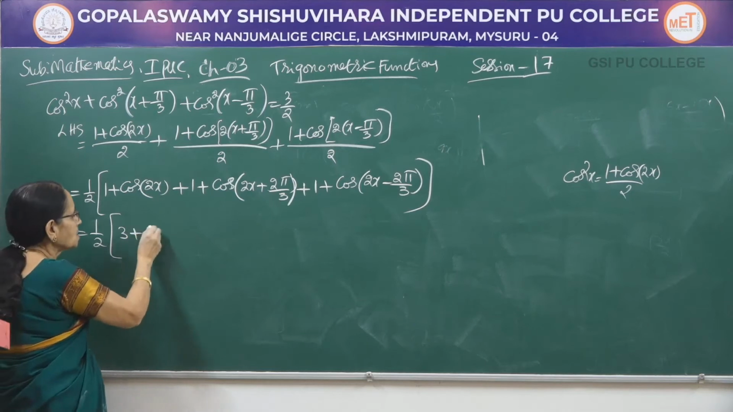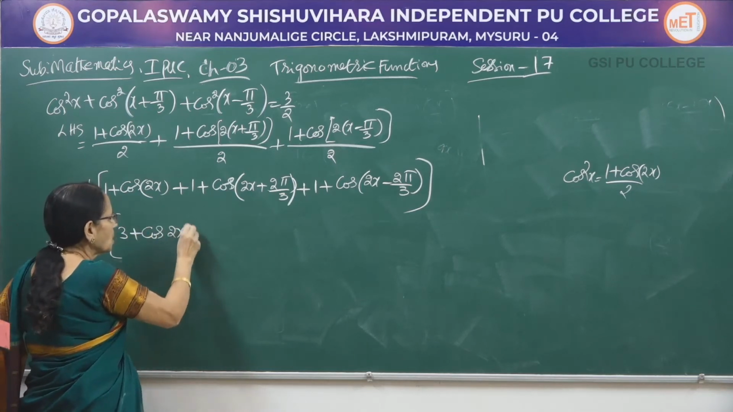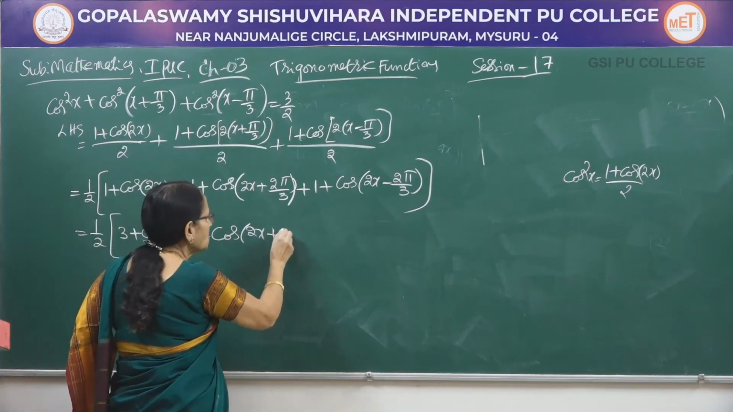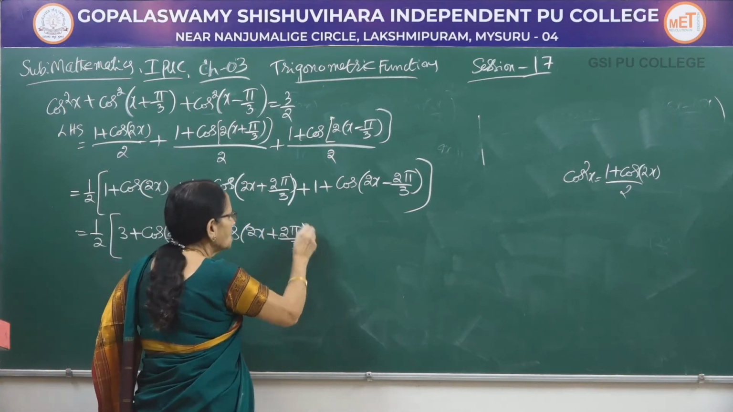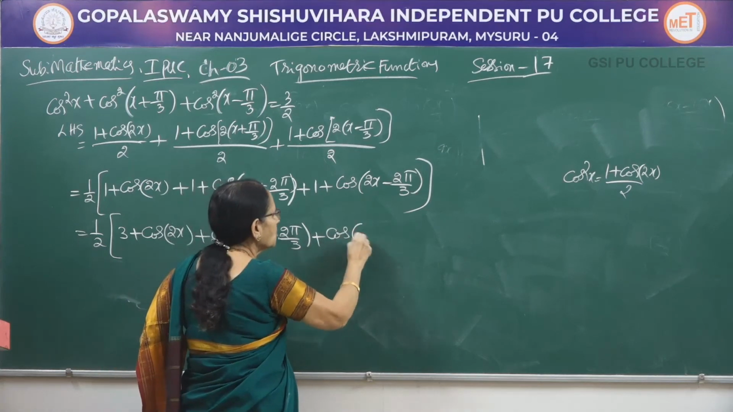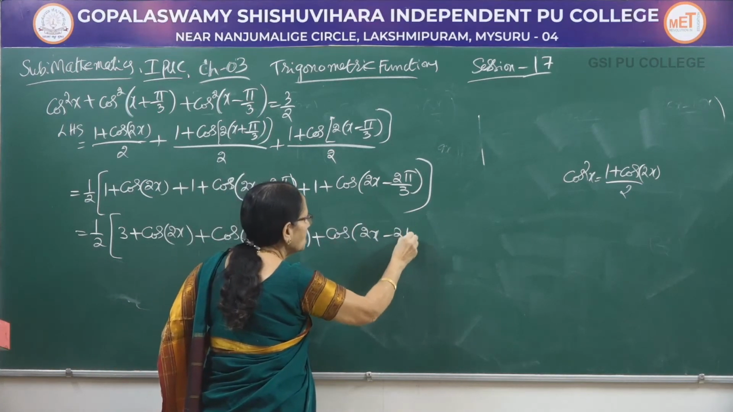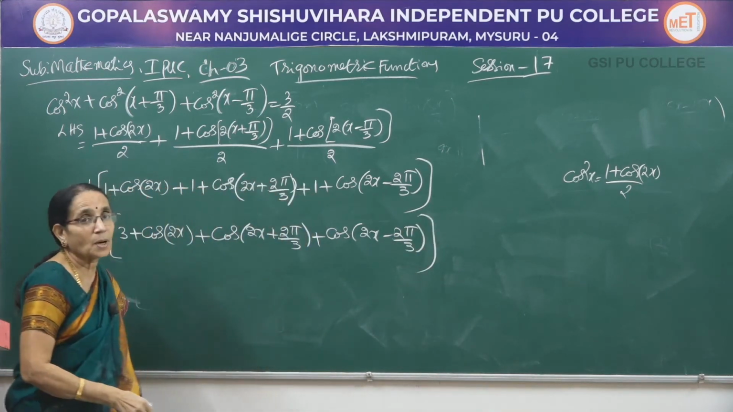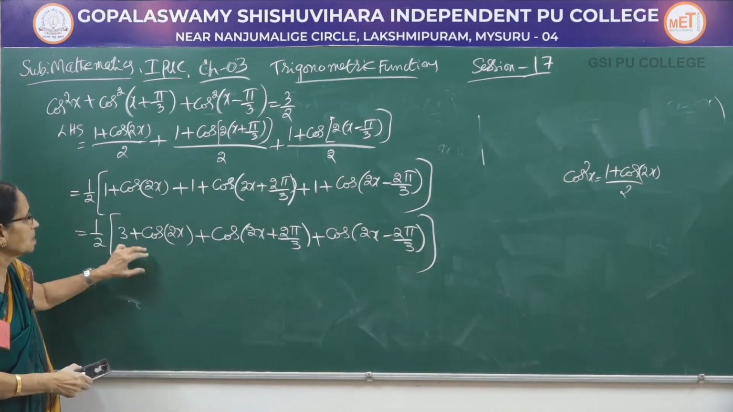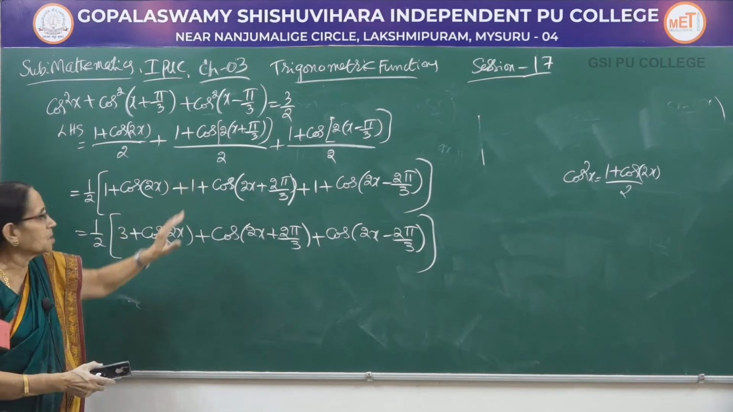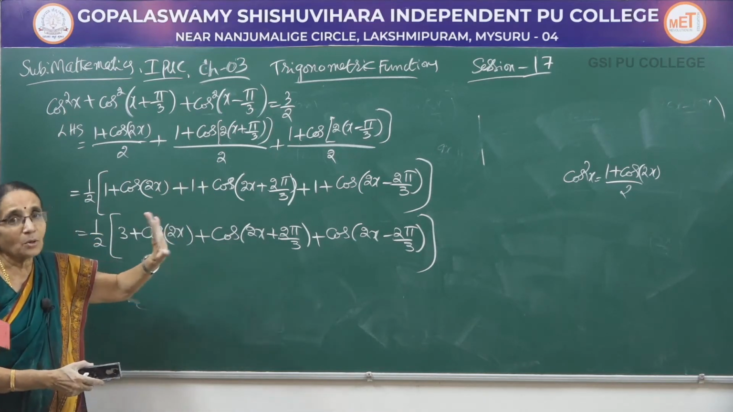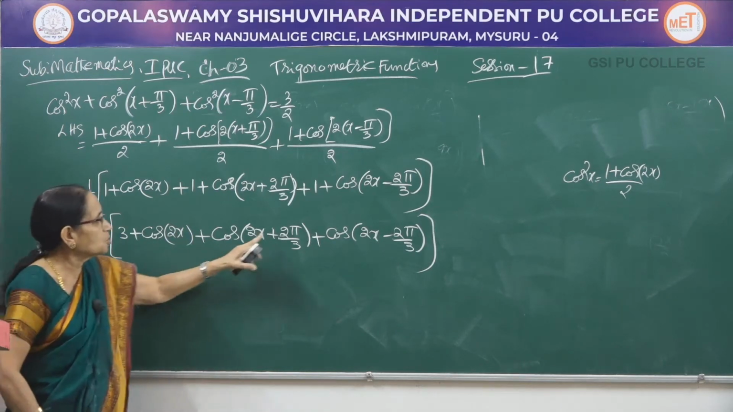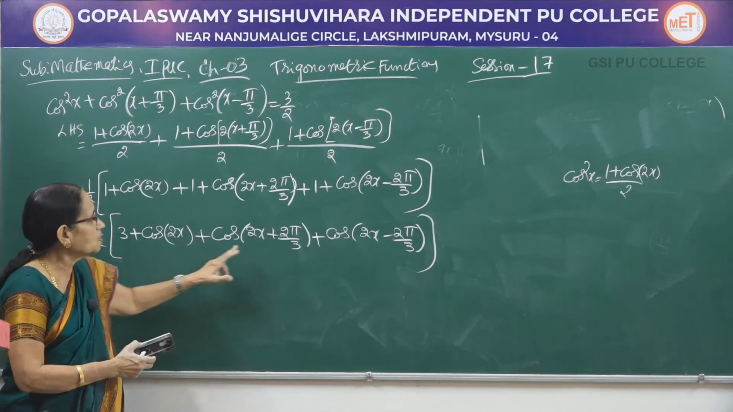Now, write the remaining terms. Cos of 2x plus cos of 2x plus 2 pi by 3 plus cos of 2x minus 2 pi by 3. Now, what is the answer you require? Only 3 should remain. See that we don't have any trigonometric function. That means all the 3 terms somehow have to be cancelled. You cannot do the cancellation directly. 1, 2, 3. There are 3 terms.